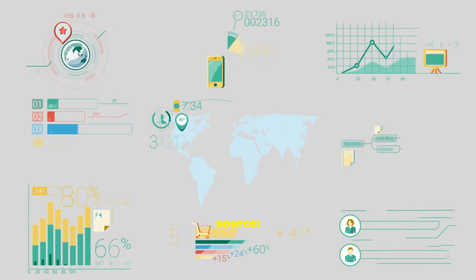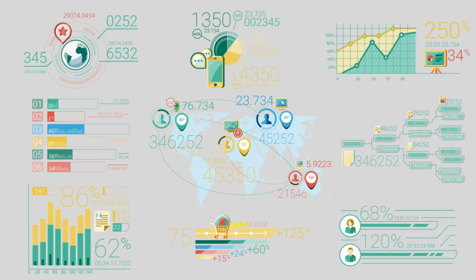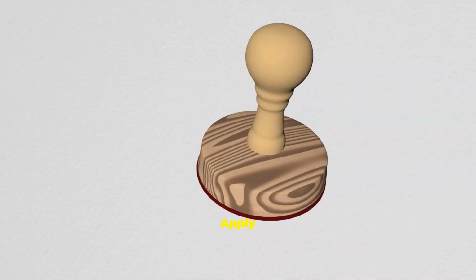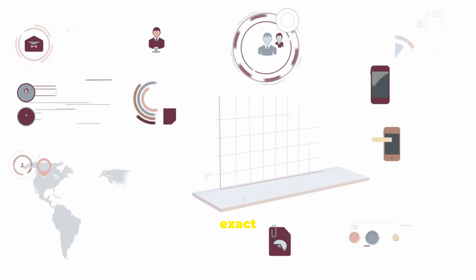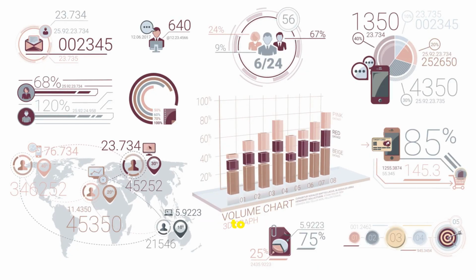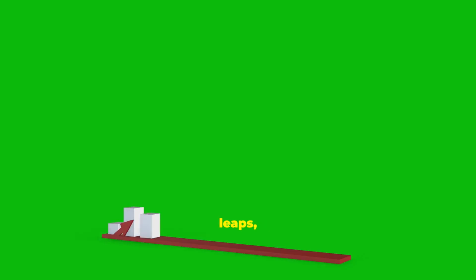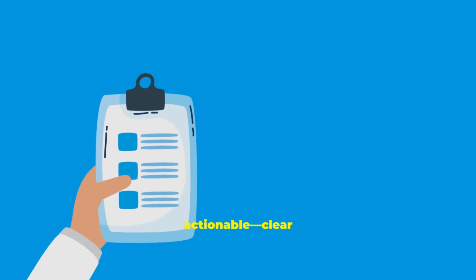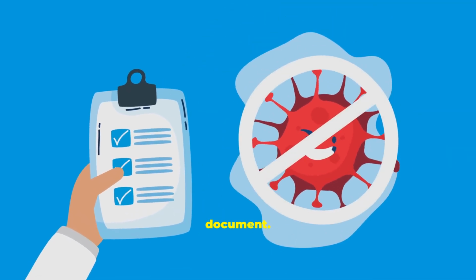Evaluate every source: reputation, bias, purpose, author credibility, verification, and currency and completeness. Apply sense and scrutiny. Assume nothing, confirm everything. Use quoting for exact wording, paraphrasing to reframe faithfully, and summarizing to condense meaning. Never plagiarize. Credit every idea that isn't yours. Draw conclusions that follow the evidence. No leaps, no gaps. Make recommendations actionable. Clear steps, owners and timelines, easy to locate in the document.